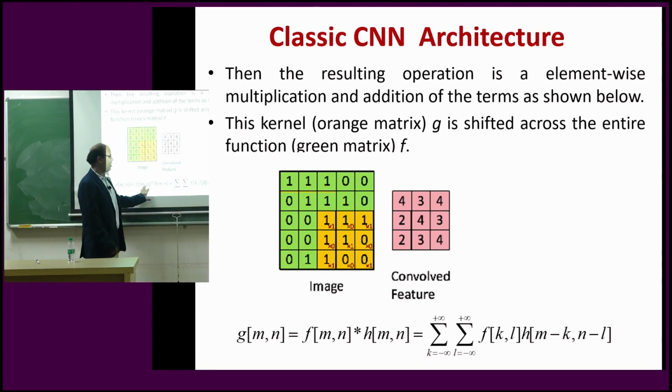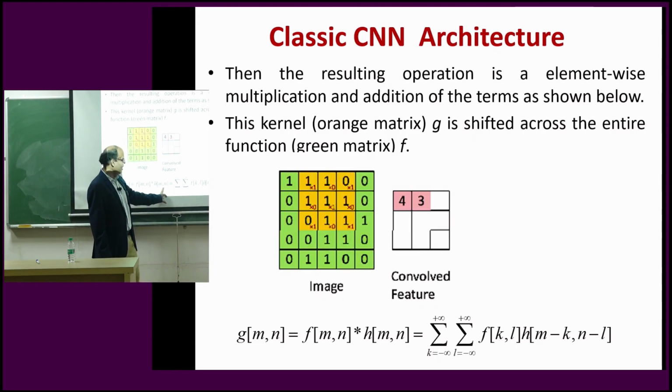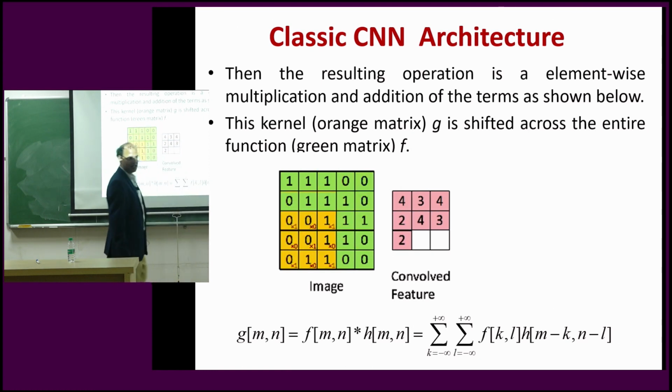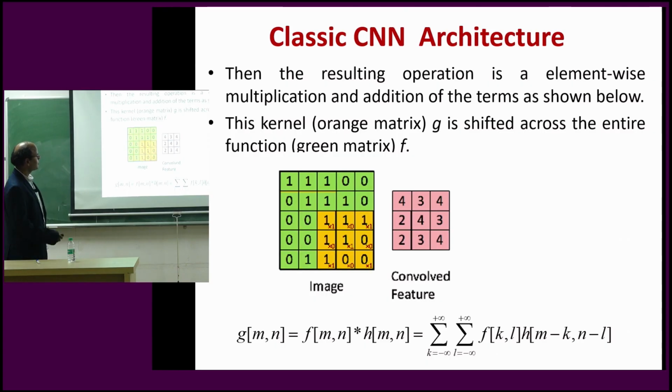This is a mathematical operation, right? If you want to know g[m, n], f[m, n] is the input image. This is your two-dimensional kernel, f[k, l], h[m-k, n-l], right? As a mathematical operation, right?